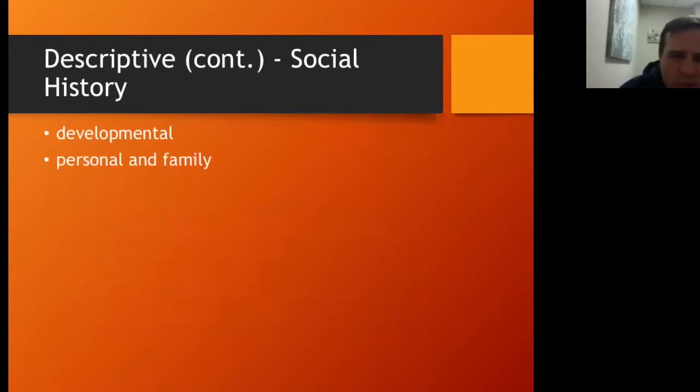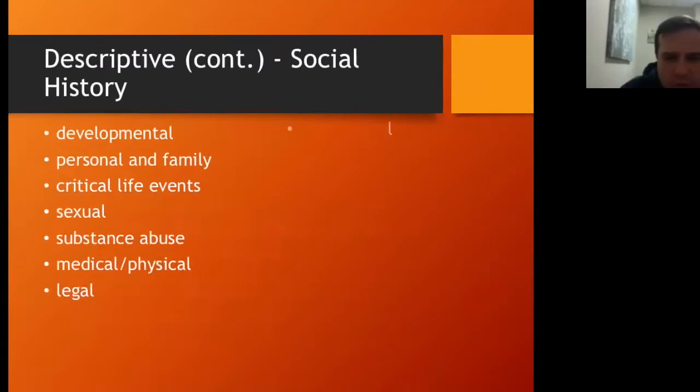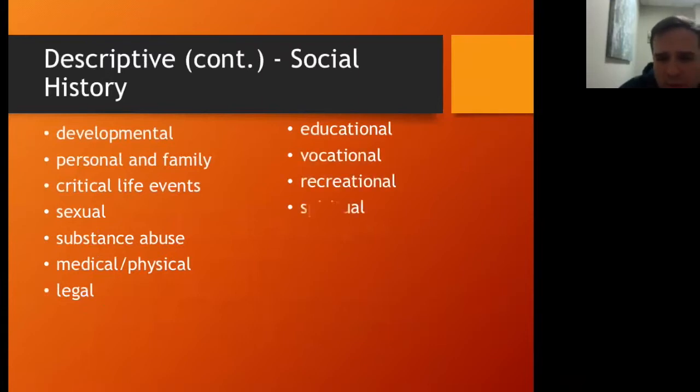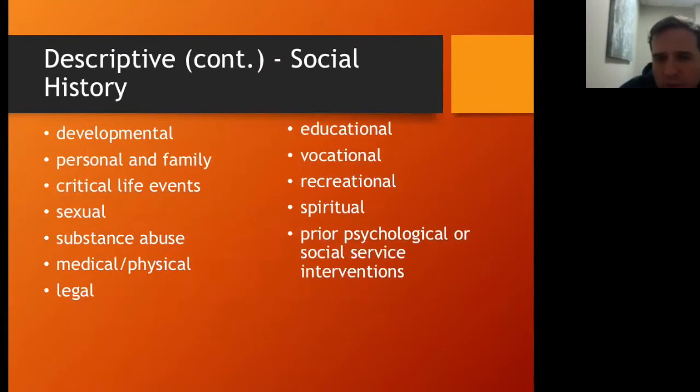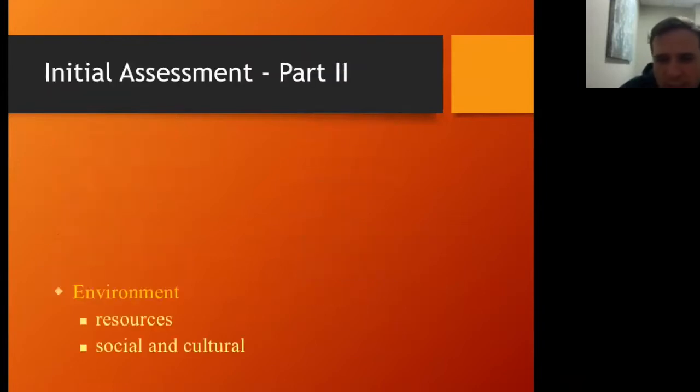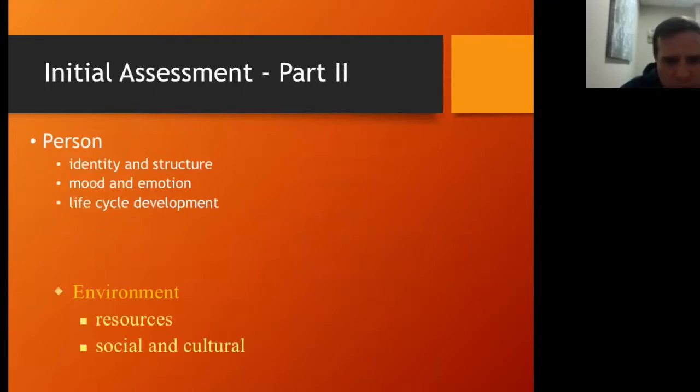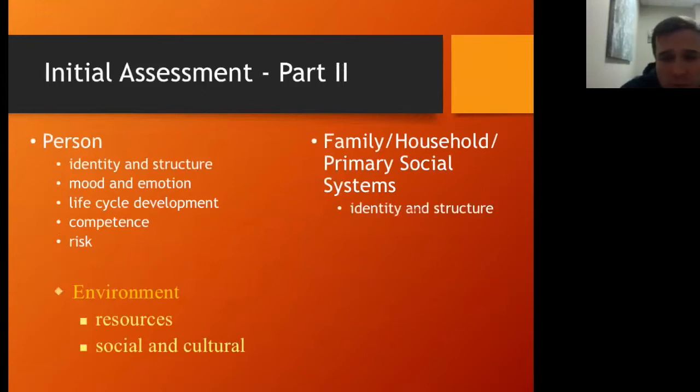So this is the descriptive: the social history, developmental history, personal and family, critical life events, sexual history, substance abuse, medical, physical, legal, educational. You'll notice most of these are coming directly from the biopsychosocial material that we talked about last time. Then we get into the actual assessment piece. So the environment, resources, social and culture. So we're looking at person, identity and structure, mood and emotion, life cycle development, competence, risk, and family and household assessment.